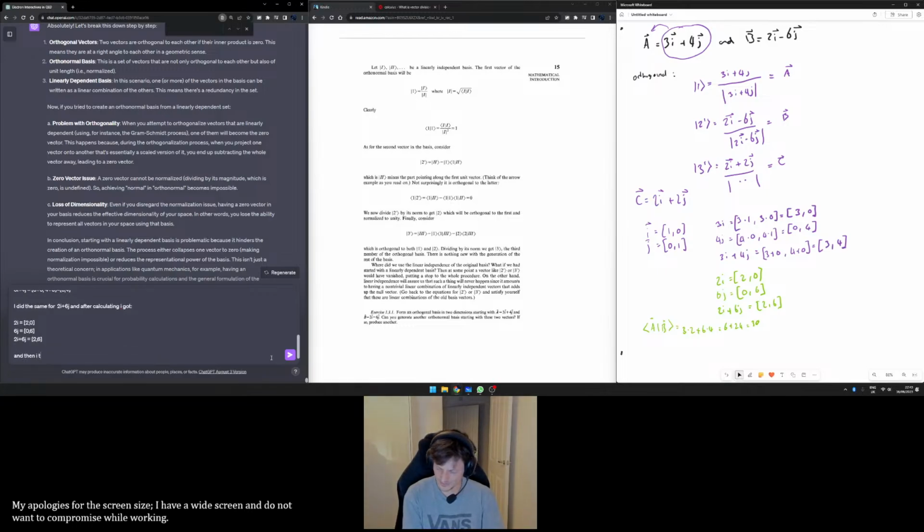And then I took the dot product of A and B, which equals 3 times 2 plus 6 times 4, which equals 6 plus 24, which equals 30. So these are not orthogonal. So how do I go about performing this exercise?